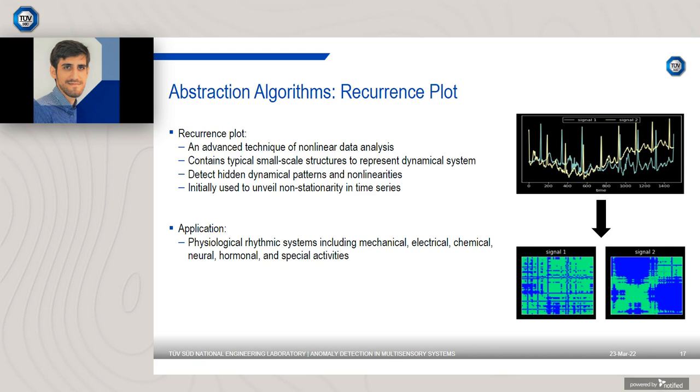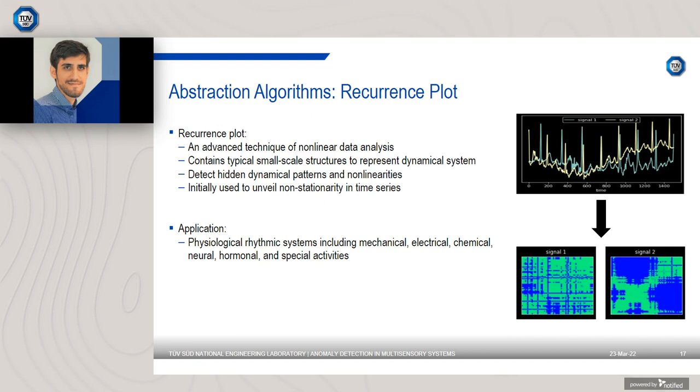One example of abstraction algorithms such as signatures is recurrence plots, which use an algorithm to split data into small scale structures to actually represent the dynamical system. Recurrence plots are graphical devices especially suited to detect hidden dynamical patterns and also nonlinearities in data. They were initially used to graphically display and represent non-stationarity in time series data, but they are also widely used to get an abstraction of the raw signal data.